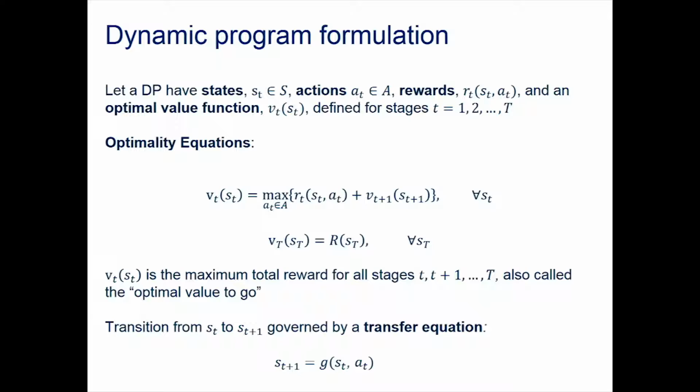This is sometimes called the immediate reward that you get in epoch T. And then there's an optimal value function. This is a really key piece of information. You've got a function that represents the maximum total reward that you can get starting at epoch T and in state ST through the end of the horizon, where capital T is that last period. And that basically encodes the optimal policy.